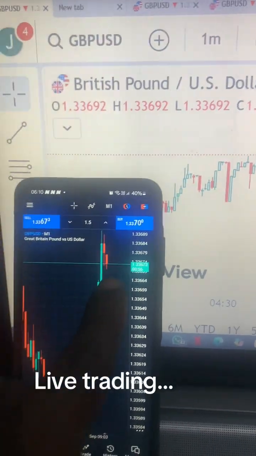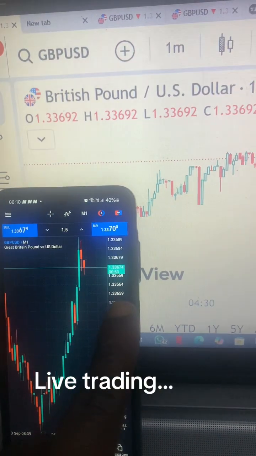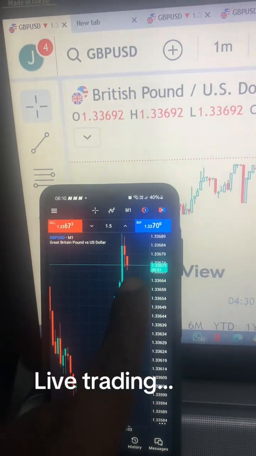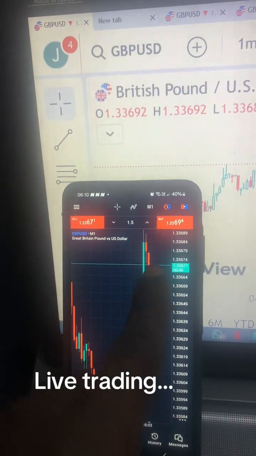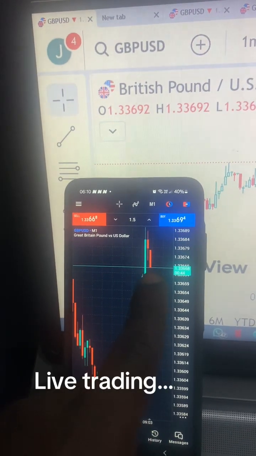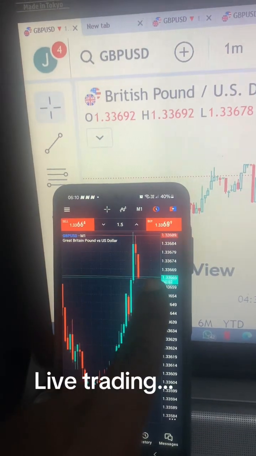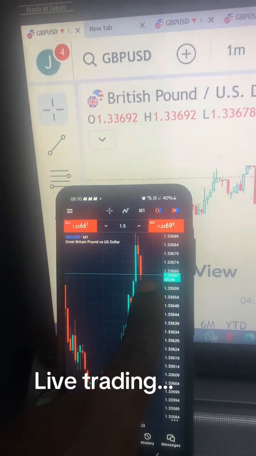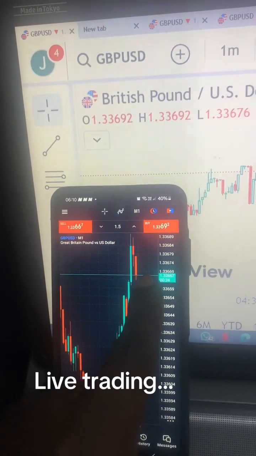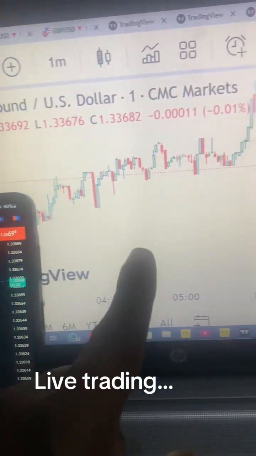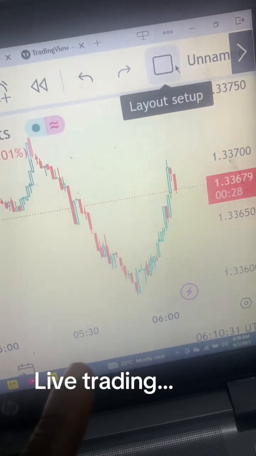Okay, so you see the graph seems to be coming down, but I still have that hope that it will go in my favor. Yes, so if you don't have enough capital and you place this kind of trade, you might incur a lot of loss. You can see that it's going down. In this case, I might have to lose some money, but I have hopes that this will soon turn in my favor, and that is what I'm expecting. Look at the graph, you understand what I'm talking about.